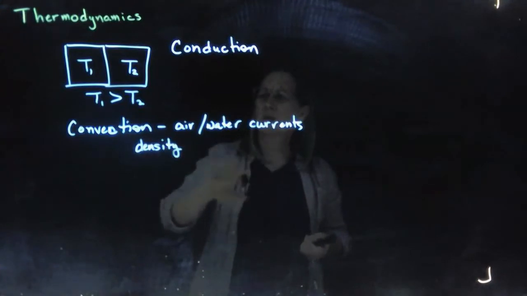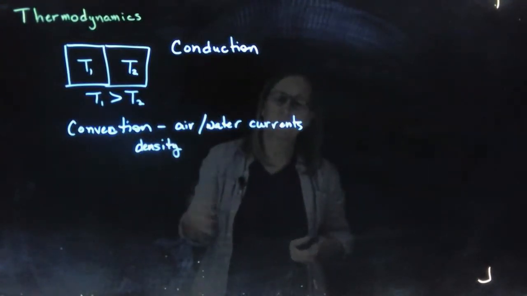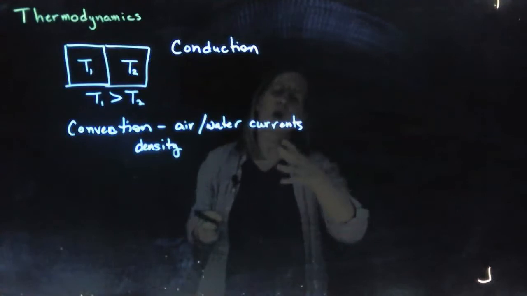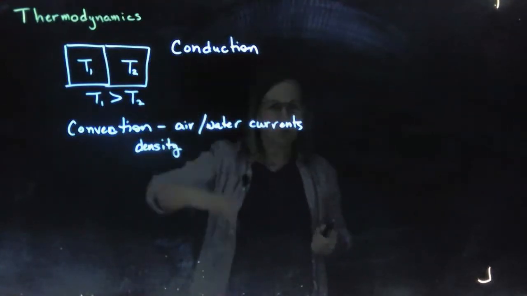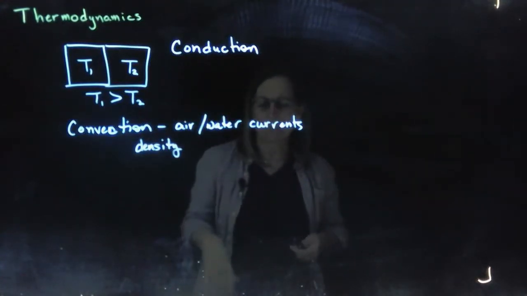You can also have what's called forced convection with heating elements and blowers, right? That's blowing the air and forcing the circulation. That's what our AC systems are.